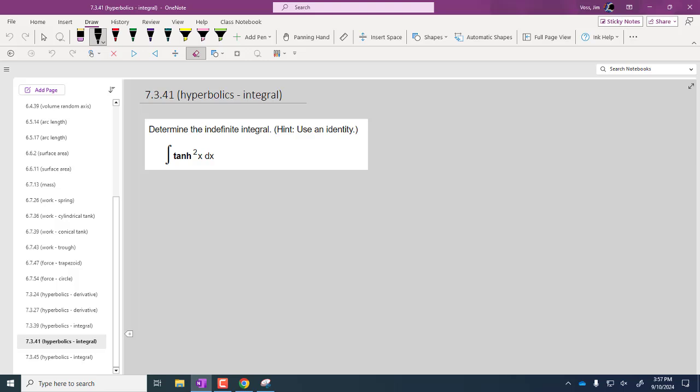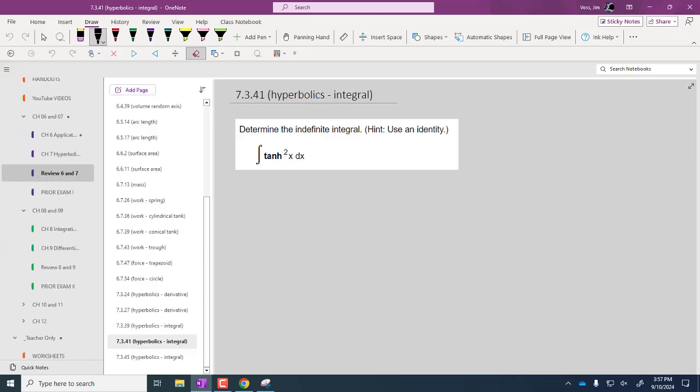Okay, this is the weird one. Tanh squared. That was on the quiz. Tanh squared, so we need an identity. If you need an identity on the exam for the hyperbolics, I'll give it to you. So let's go look for a second. You don't have to know these.